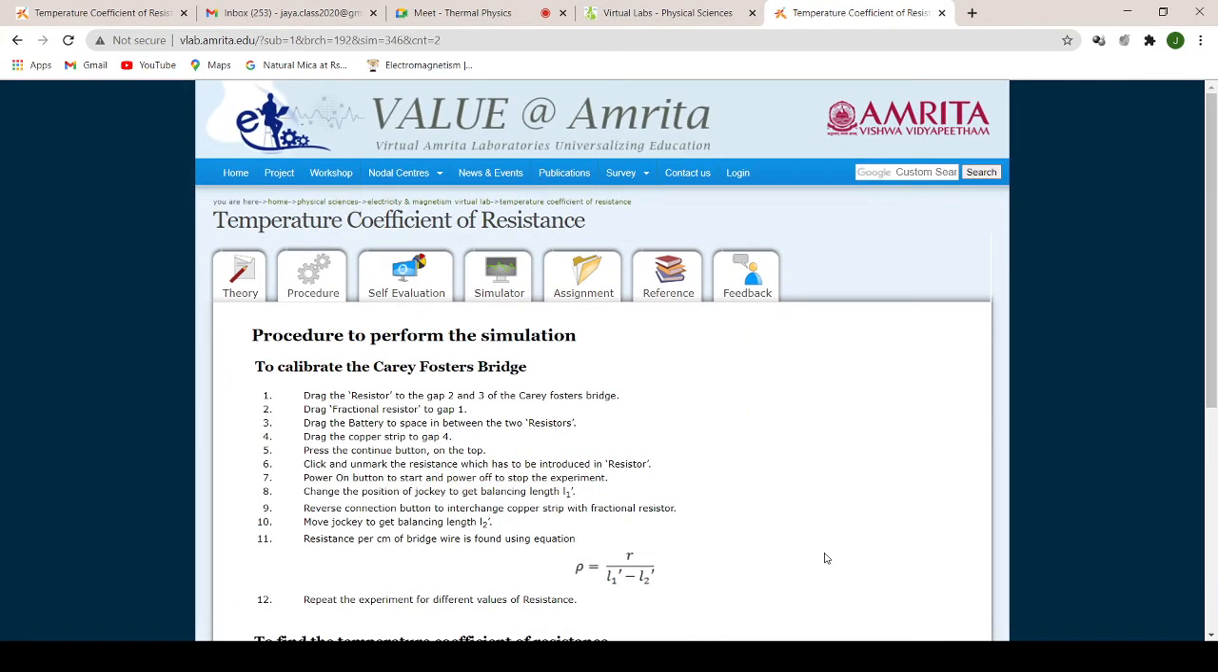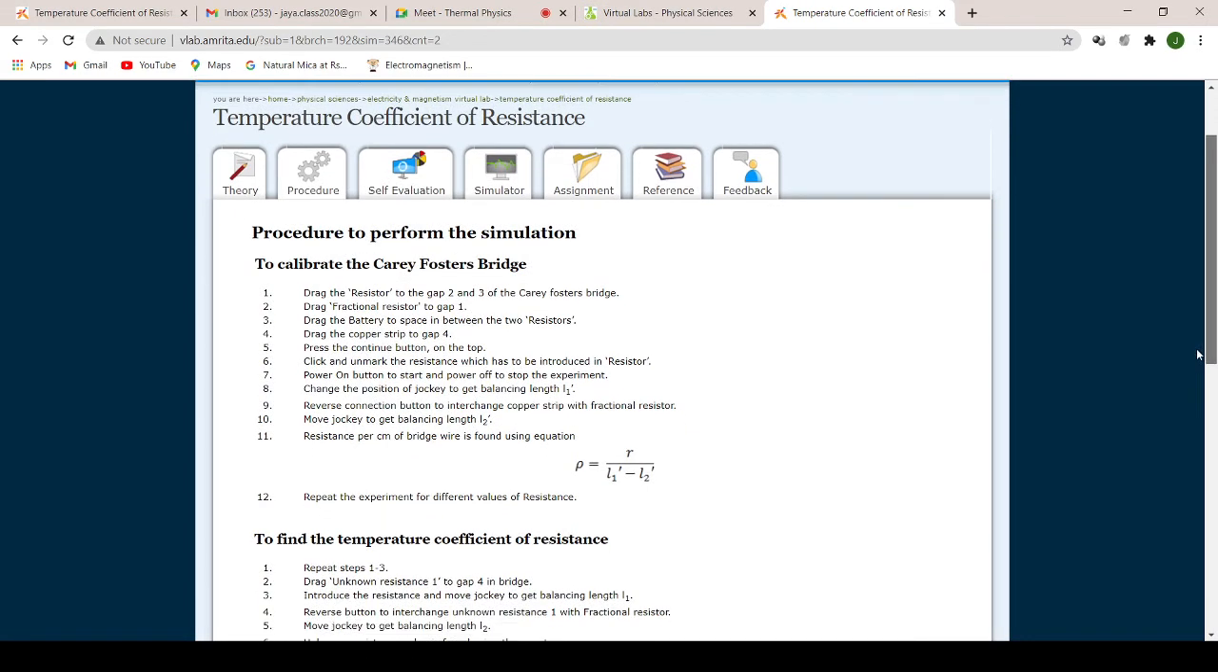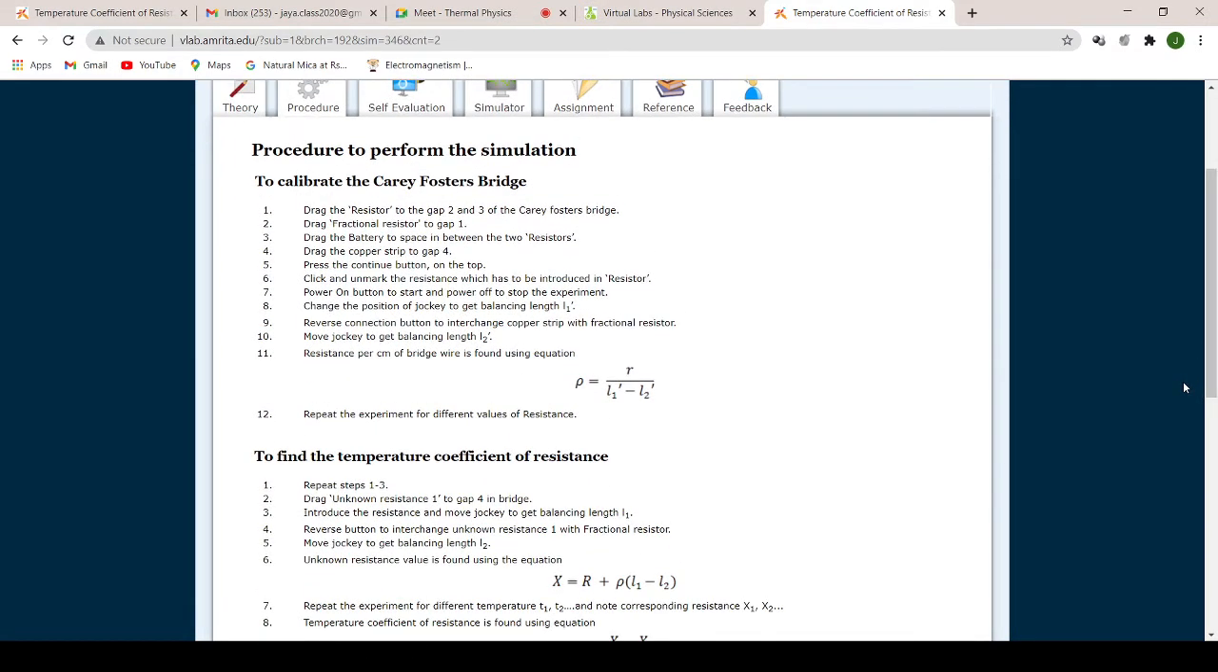And coming to the procedure. So I want all of you to keep this procedure open, and let us work it out together of how to make the connections and how to take the readings. Okay, so please keep this open as I show you the simulator if possible. Okay, otherwise you look at the simulator. Now let me open the simulator.